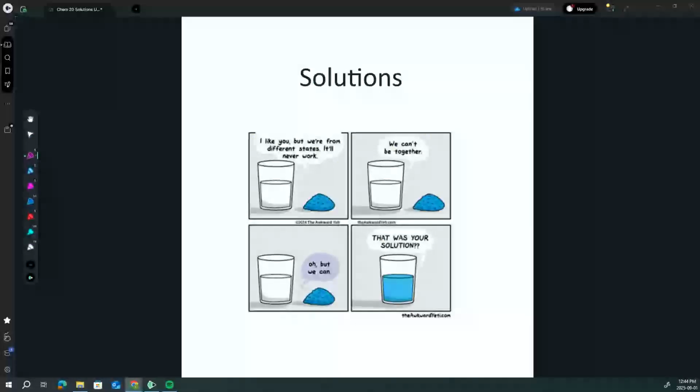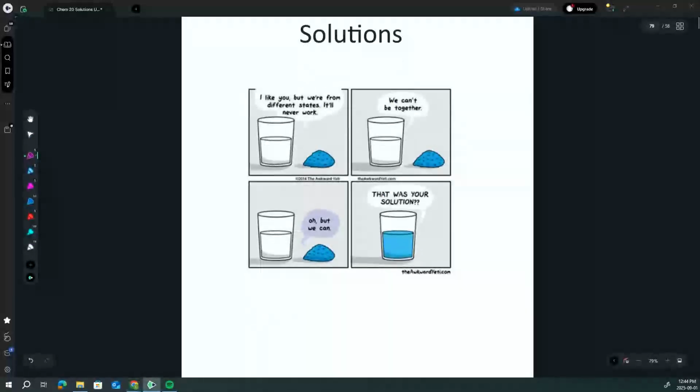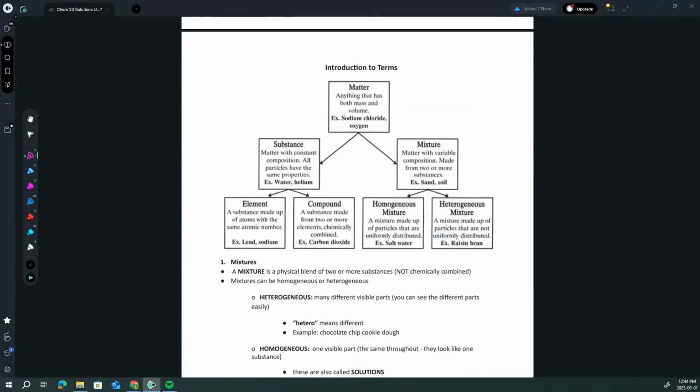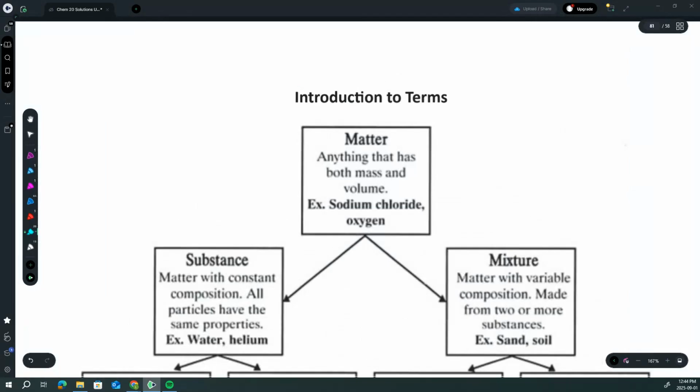All right, so welcome to the solutions unit. To get started, we're going to first go over some terms that you'll need to know just to get settled into this unit. Essentially, we're talking about all the different forms that matter can occur in. So what is matter? Matter is anything that has both mass and volume.